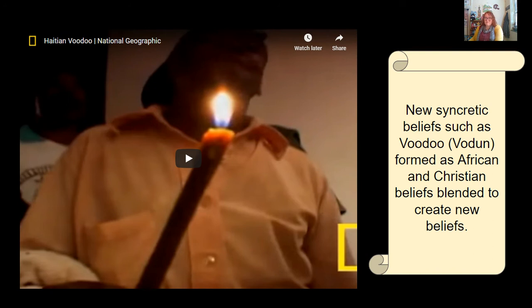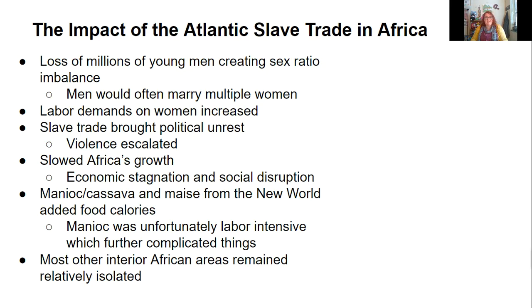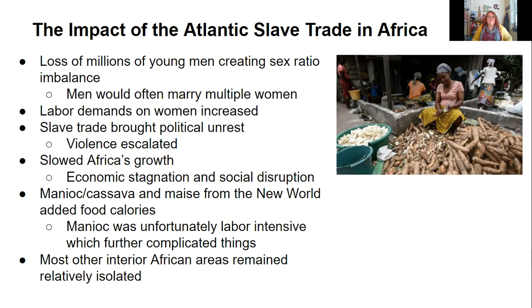One of the things that actually transformed in America was religion, and a new syncretic belief system emerged. It was voodoo, and it was basically formed as an African and Christian belief system that blended these two together to create a new belief. And voodoo is absolutely amazing.